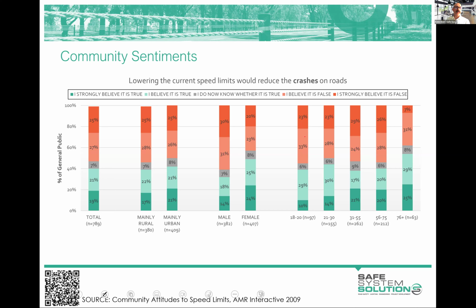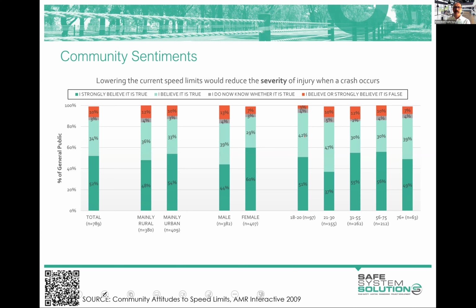People are not 100% convinced that lowering speed limits would reduce crashes. I mean, there's a mountain of evidence to say it will, but they've got work to do there. Just public lowering the current speed limit would reduce the severity of an injury when a crash occurs. They're generally pretty in agreement of that. So that's an interesting one. So most understand the sort of basics of physics and biomechanics of injury.